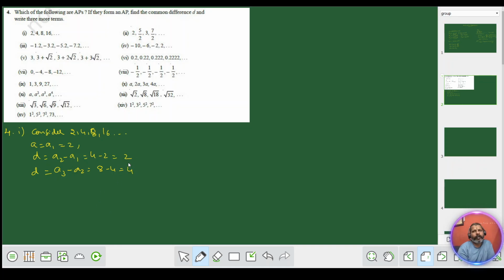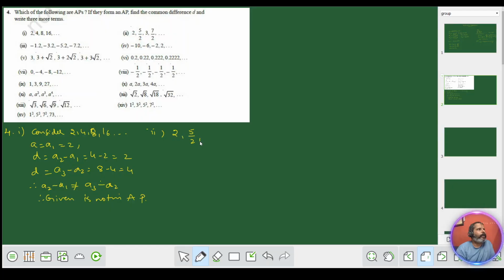Since here we got D different, therefore we say A2 minus A1 not equal to A3 minus A2. Therefore, given is not in AP. For any sequence to be in AP, common difference should be equal, means constant. We'll see the second one.